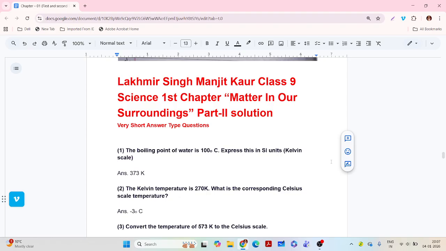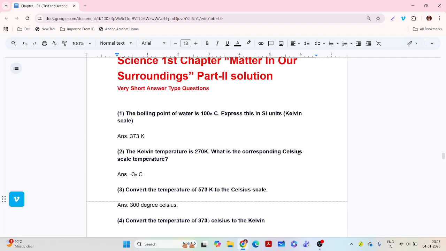Today we are going to do Lakhmir Singh Manjit Kaur class ninth extra questions part 2, chapter 1, matter in our surroundings. The first question: the boiling point of water is 100 degrees Celsius. Express this in SI units. The SI unit of temperature is Kelvin, so it would be 373 Kelvin.